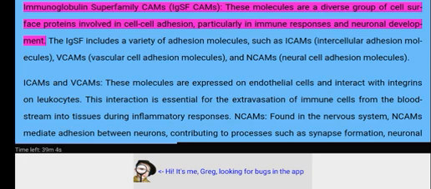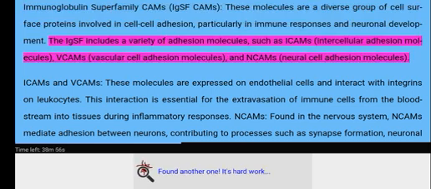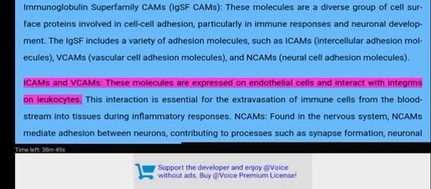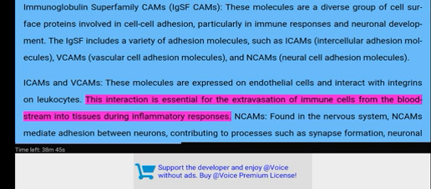Immunoglobulin superfamily CAMs, IGSF CAMs. These molecules are a diverse group of cell surface proteins involved in cell-cell adhesion, particularly in immune responses and neuronal development. The IGSF includes a variety of adhesion molecules, such as ICAMs, intercellular adhesion molecules, VCAMs, vascular cell adhesion molecules, and NCAMs, neural cell adhesion molecules. ICAMs and VCAMs: these molecules are expressed on endothelial cells and interact with integrins on leukocytes. This interaction is essential for the extravasation of immune cells from the bloodstream into tissues during inflammatory responses.